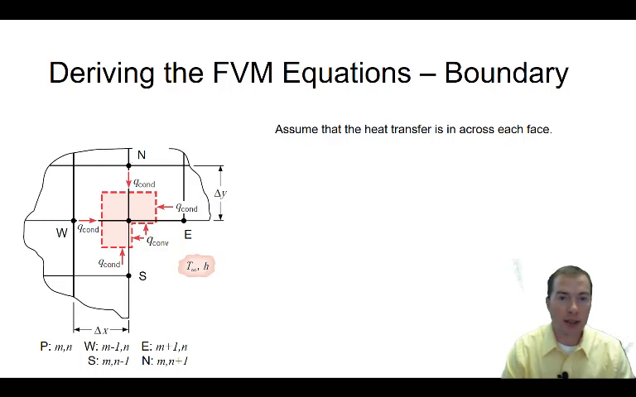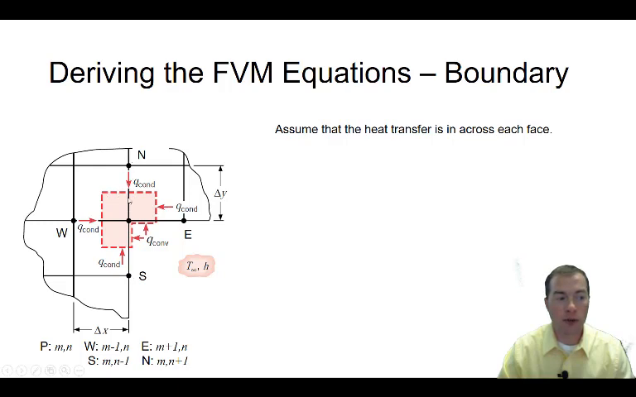I again replace the nodal indices m and n with alphanumeric N, S, W, E, and P, so we do not have to continue to write the indices m and n. We can replace those again later. So we have the node point of interest P, the node to the west of that node, the node to the east, the node to the north, and the node to the south. We assume that all the heat transfer is in across each face. This is always the assumption when deriving governing equations for the finite volume technique.